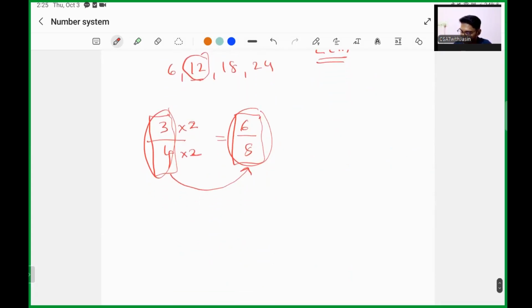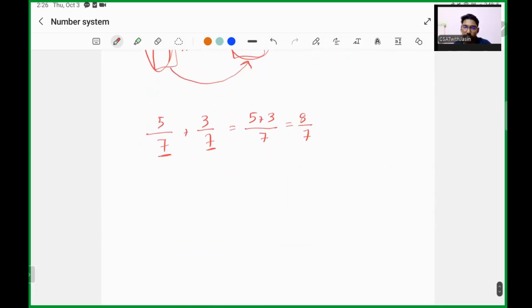For example, if I am giving you 5 by 7 plus 3 by 7, already the denominators are the same. Then you can directly add 5 plus 3 by 7. So that is 8 by 7. But if denominators are different, then you may need to do the cross multiplication, or you can use the LCM method also. This is how you need to add two fractions. And it is the same in case of subtraction.